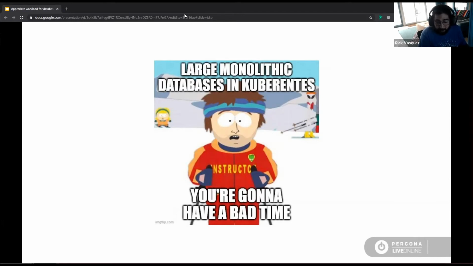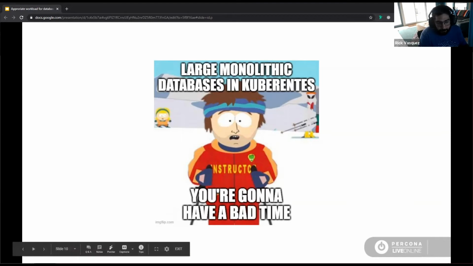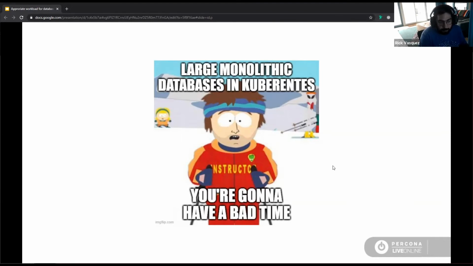That's just not going to be any fun for you, the person deploying it, the person responsible for managing it, the application developers that are going to develop against it. Really nobody involved is going to have a good time if you are deploying large monolithic databases in Kubernetes.